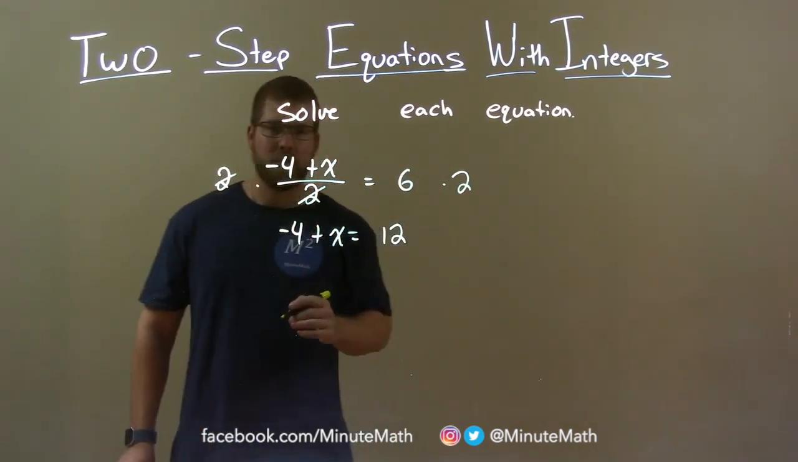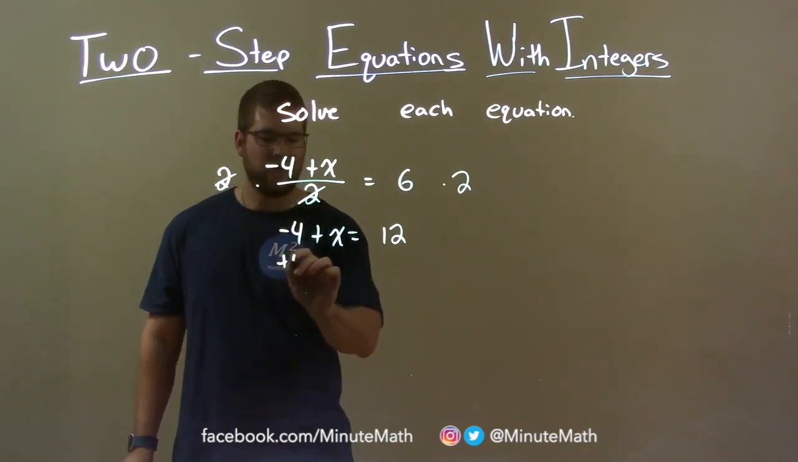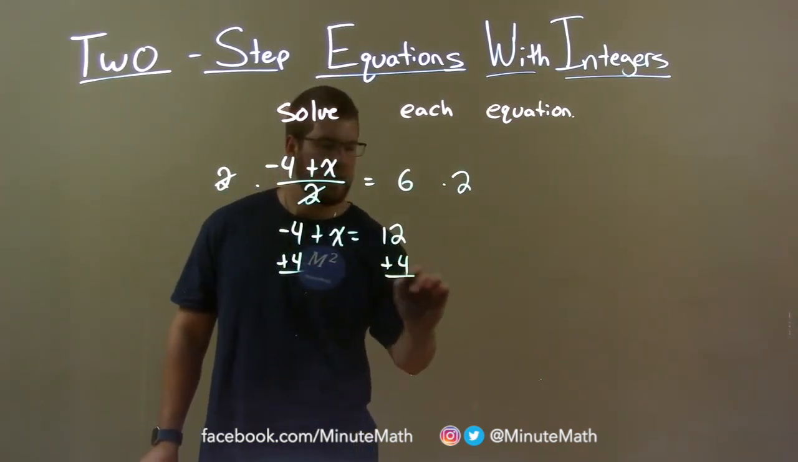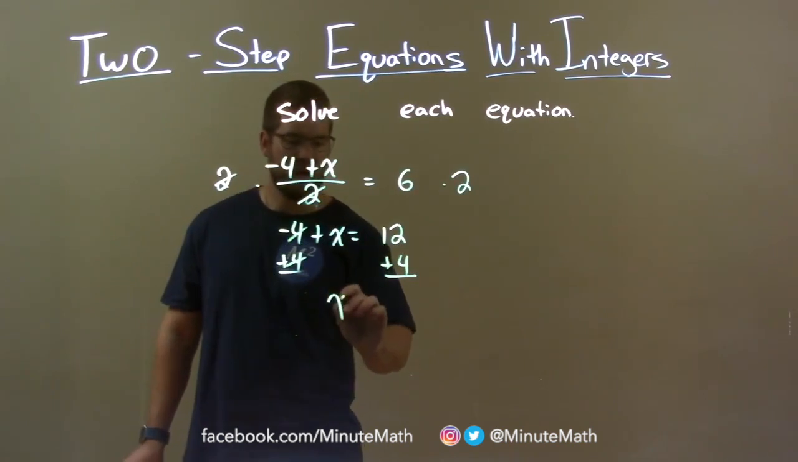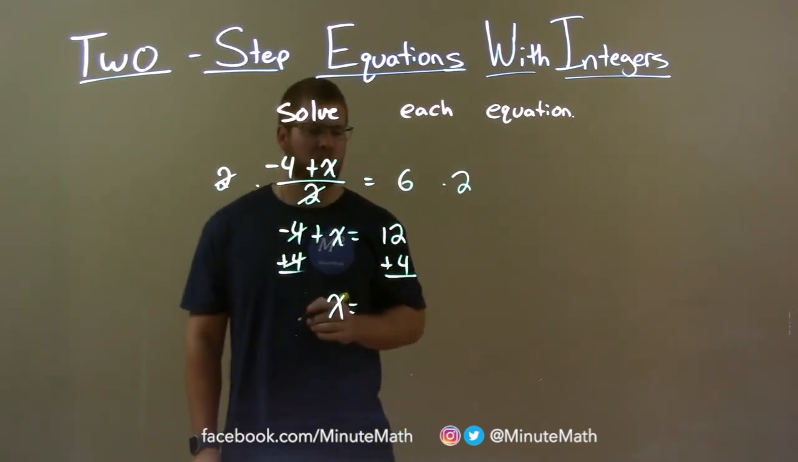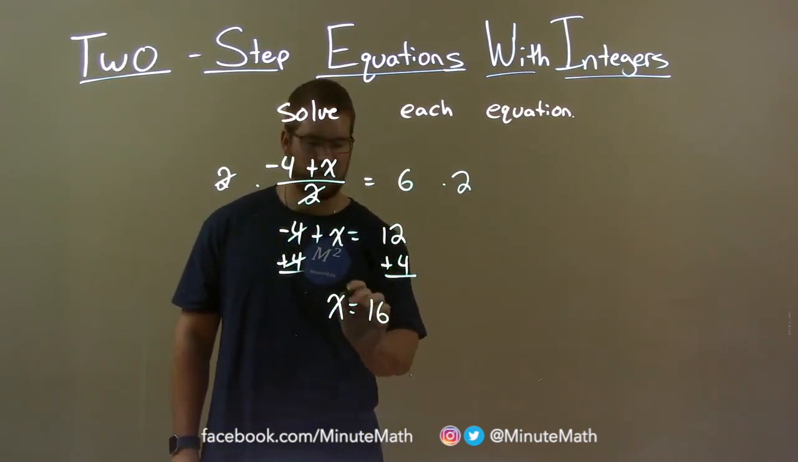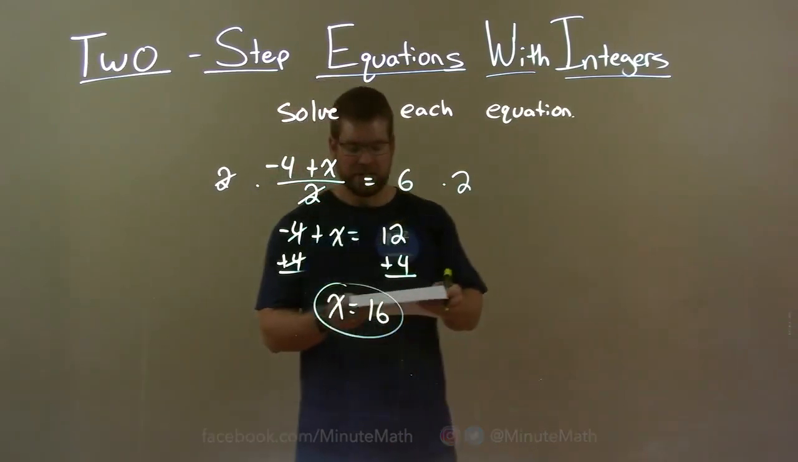Now a negative 4. To get rid of that, I add a 4 to both sides. That leaves me, right, with x by itself, which is what I want there. And 12 plus 4 is 16. And so my final answer here is x equals 16.